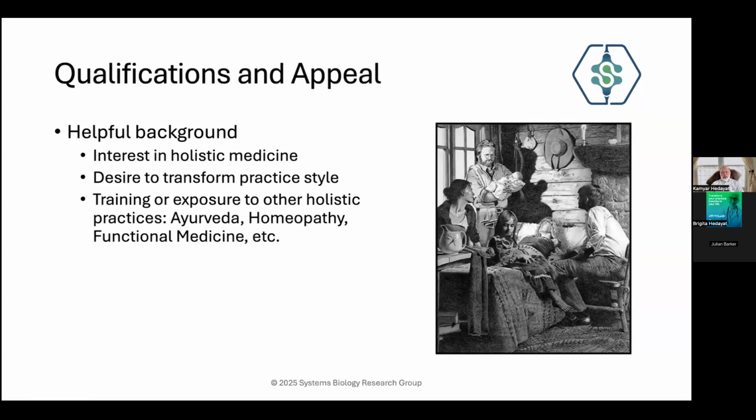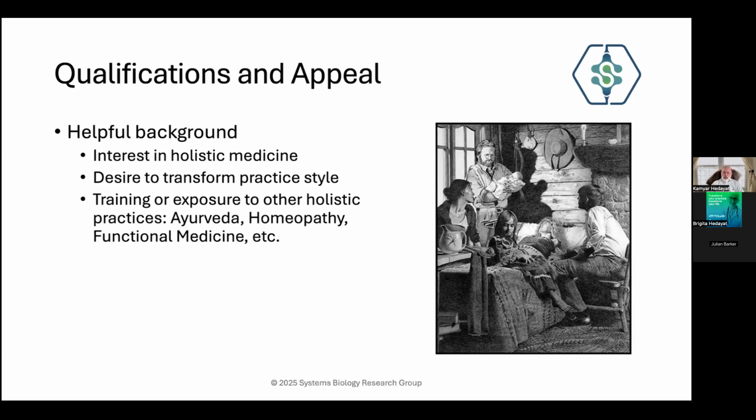So in terms of appeal and qualifications, I think it's helpful to have an interest in holistic medicine, a desire to transform your practice style or your rhythm of life. A lot of people who come to endobiogeny are starting to feel burnt out from the standard insurance-based practice. They're looking for a way to return to patient-centered care and to really not just care for patients by checking off boxes, but caring about the patient, understanding who they are, and helping them on their health journey.